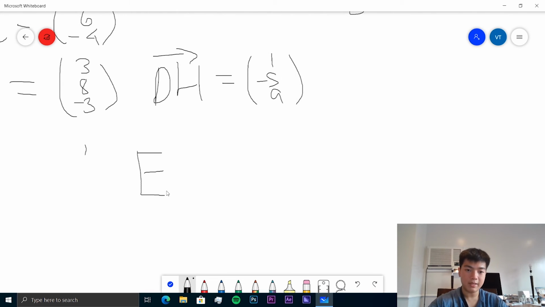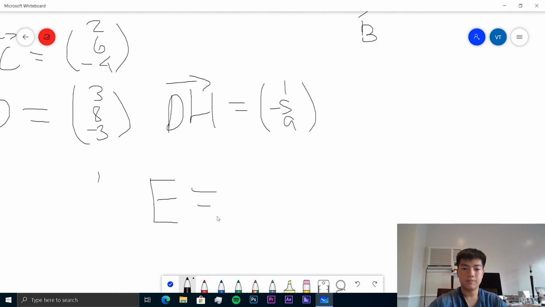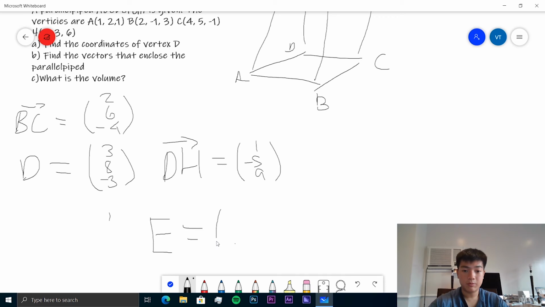So E will be equal to DH plus A. So this is equal to 1 plus 1 is 2. Negative 5 plus 2 is negative 3. 1 plus 9 is 10, so that's E.